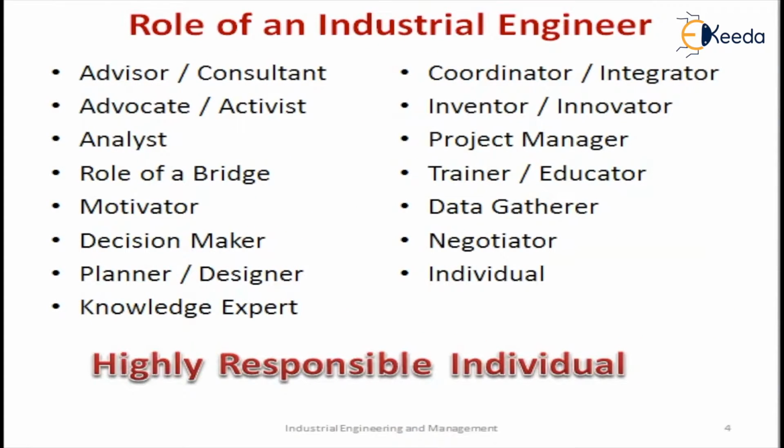In order to do that, what are the roles that an industrial engineer plays? He acts as an advisor. If there is some issue, then he should consult the particular person and advise him how to perform better. Then, advocate or activist. He should actively involve himself with others so that the enthusiasm for doing that particular work can be brought out.